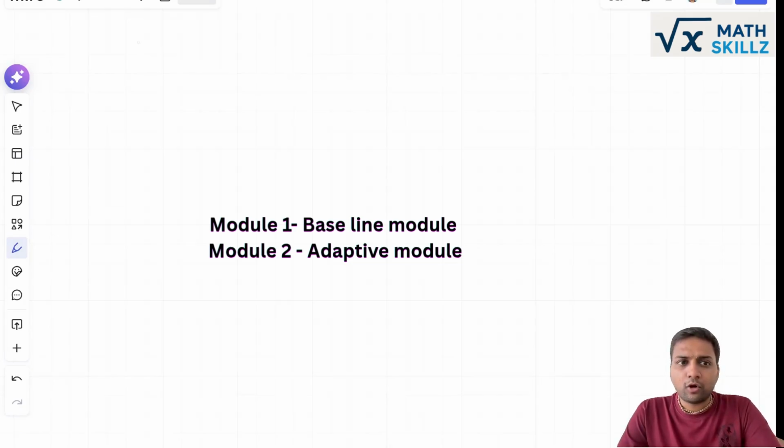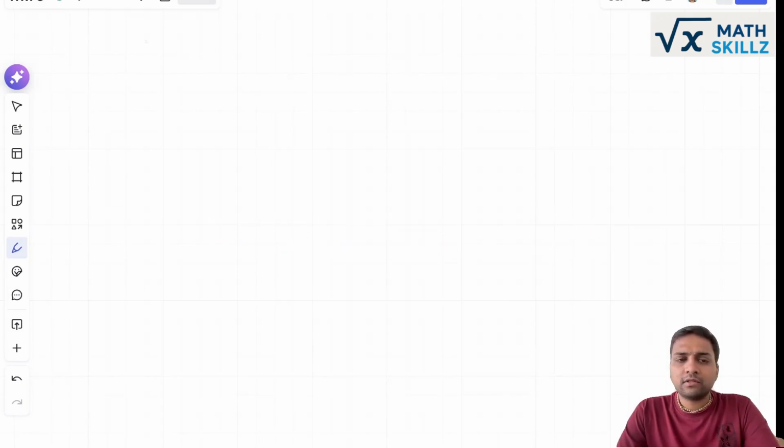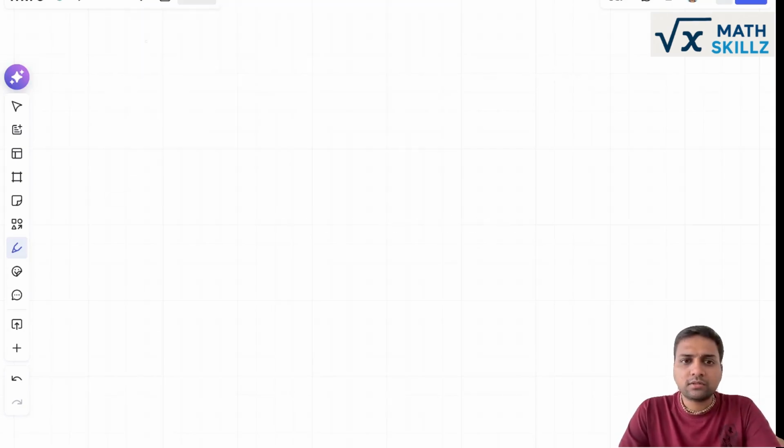Module 1 will have 22 questions and module 2 will have 22 questions. For each module you will have 35 minutes, so the total examination duration is 70 minutes. You will also be given the facility of using Desmos. This is a graphing calculator, so you can put in equations and get the graph, and you'll also get the values, and you can find the solutions of many graphs here.